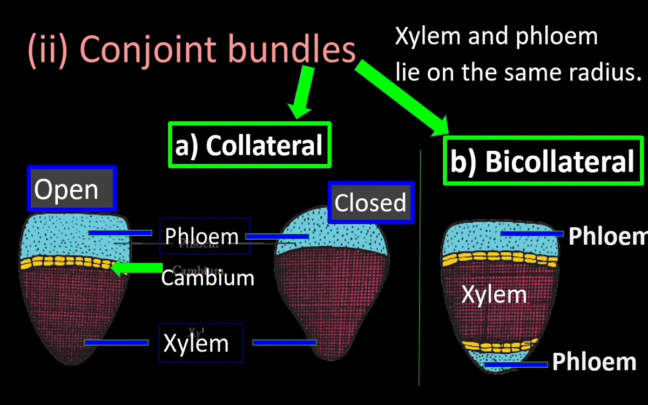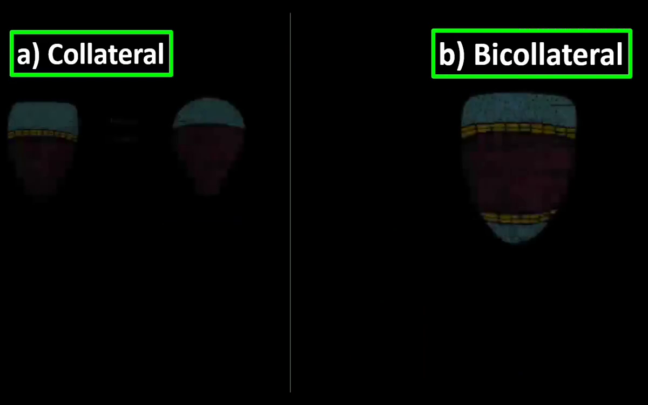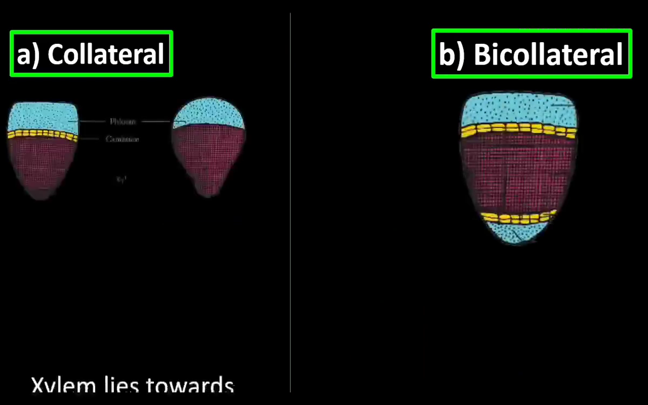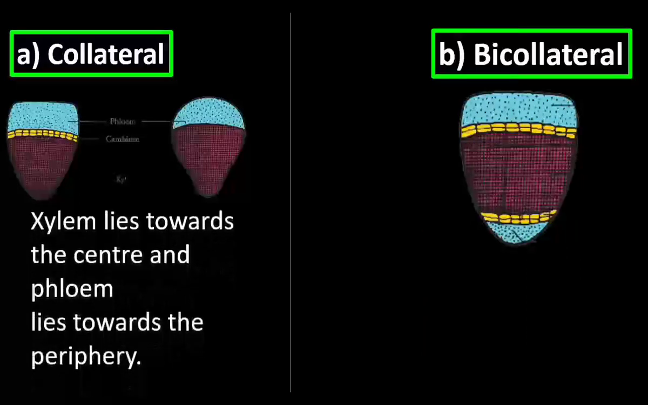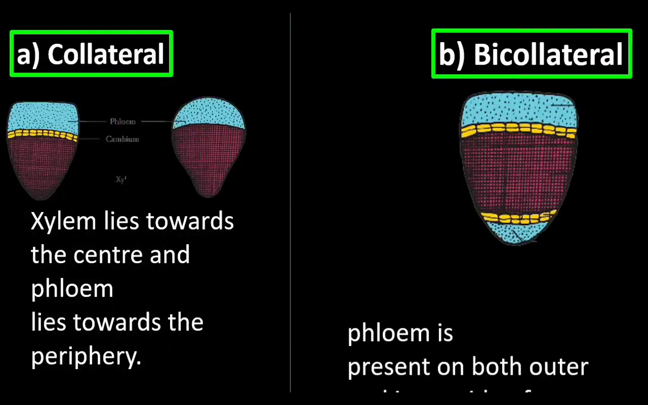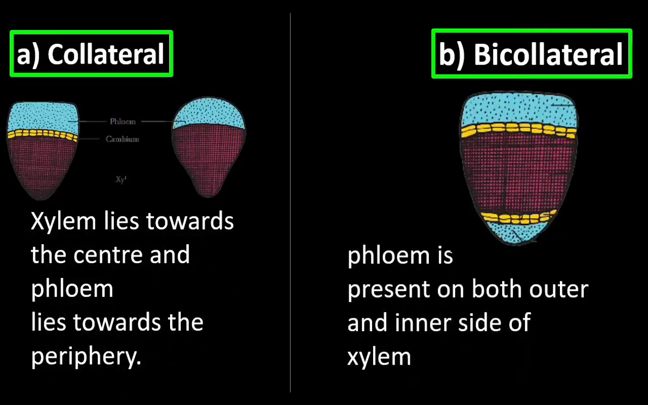What are called conjoint vascular bundles? When the xylem and phloem lie on the same radius, the vascular bundles are called conjoint vascular bundles. In collateral vascular bundle, xylem lies towards the center and phloem lies towards the periphery. In bicollateral vascular bundle, phloem is present on both outer and inner side of xylem.